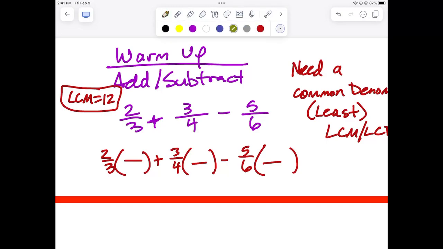So here's the question. Here's how we know what to do. This is doing that thing. This is the most important step. This is doing that thing. Doing that thing, the DTT step. What do I need to multiply 3 by to get a 12? 4. So I need to multiply by 4 over 4, right?